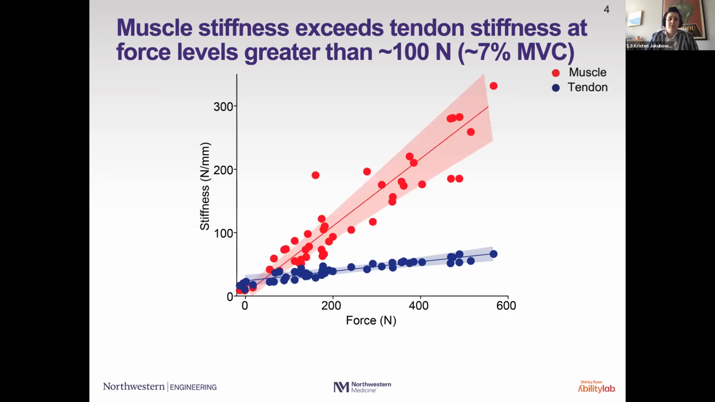When I add in the muscle stiffness, we see that again, as force increased, muscle stiffness increased. However, the stiffness of the muscle increased faster than that of the tendon, with muscle stiffness exceeding tendon stiffness at about 100 newtons, which was roughly about 7% of the maximum voluntary contraction for our subjects.